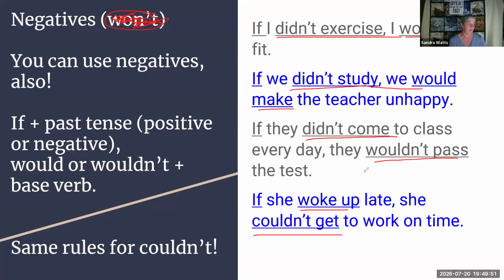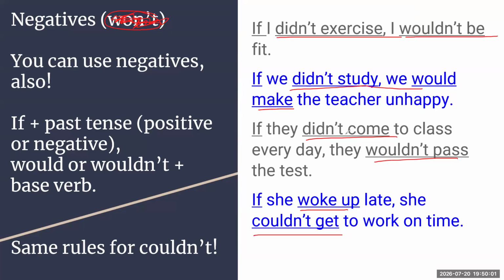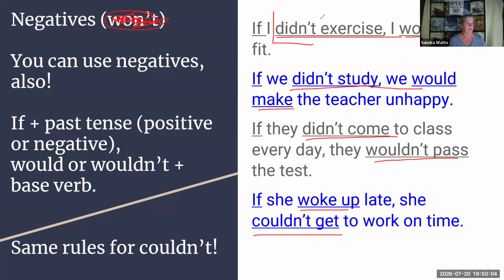All right, so same kind of rules. You just have to remember if plus past, would or could plus verb. If you do negative for the if part, remember it's going to be didn't as your past, and then the verb you don't have to change. Okay. If you're doing positive for past, then obviously you need to change it to the past form.